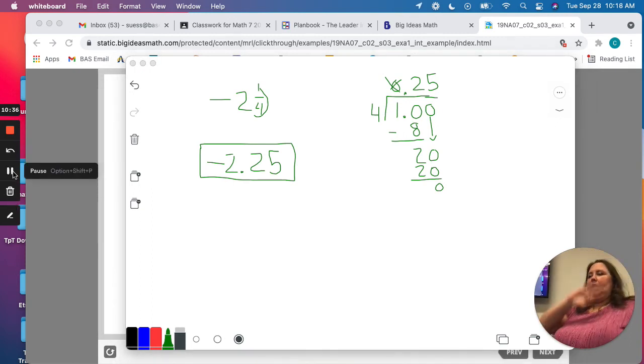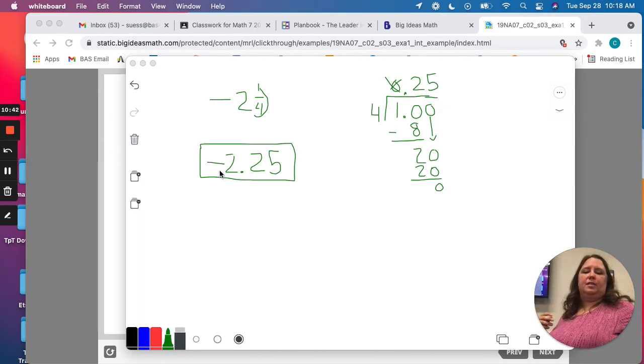Okay, the last thing is to use mental math here. So we already knew that it was negative 2, right? So all we had to do was convert the 1/4. When you're dealing in fourths, I think of money. How many quarters fit in a dollar? 4 quarters, right? So if I divide the whole number into 4, I can think quarters.